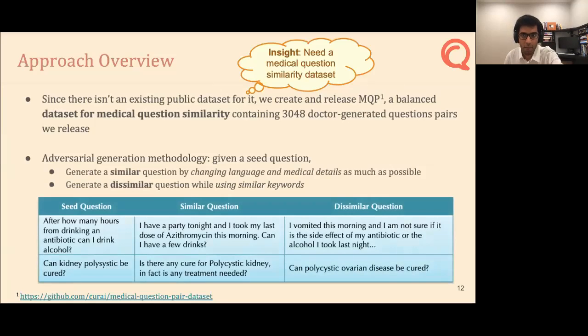You can see a couple of examples in this table. The seed question in the first row asks about when one can have a drink after having an antibiotic. For the similar question, the doctors have added some extra details like a party, a specific example of an antibiotic, namely azithromycin, and also changed the phrasing. For the dissimilar question, the doctors still reuse alcohol and antibiotic, but change the intent of the question to diagnosing the cause of a patient's vomiting. As you can see, it is not an easy data set for a model to master.